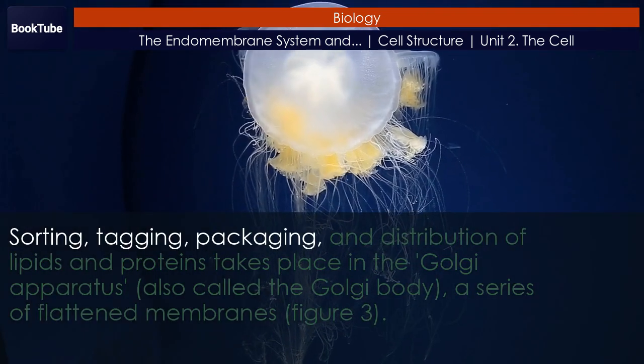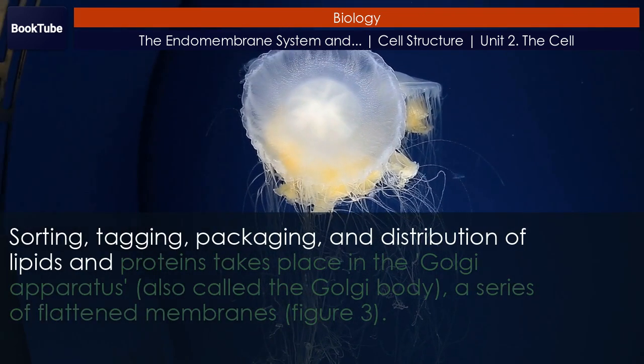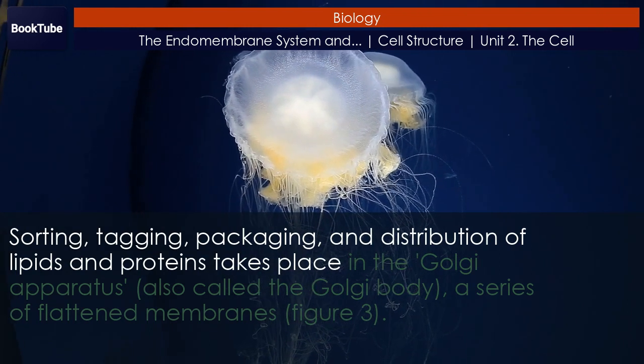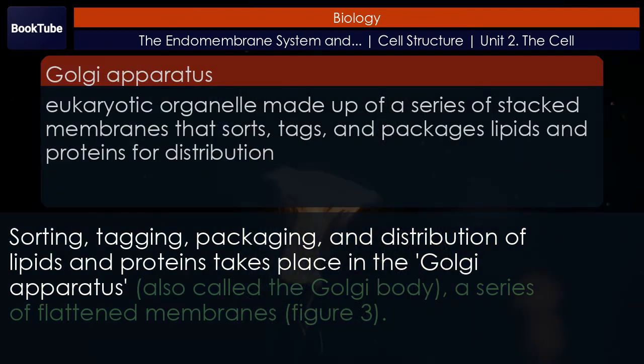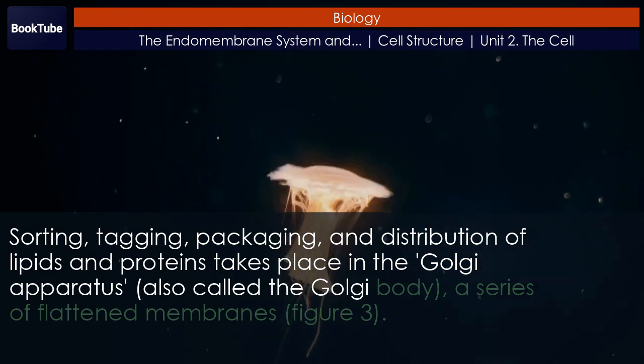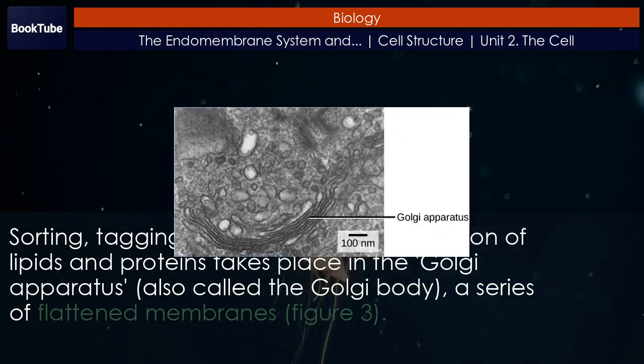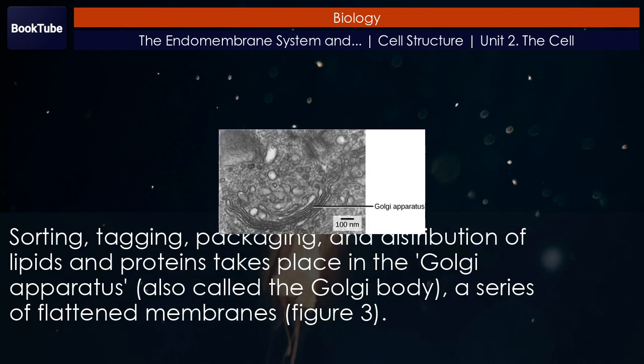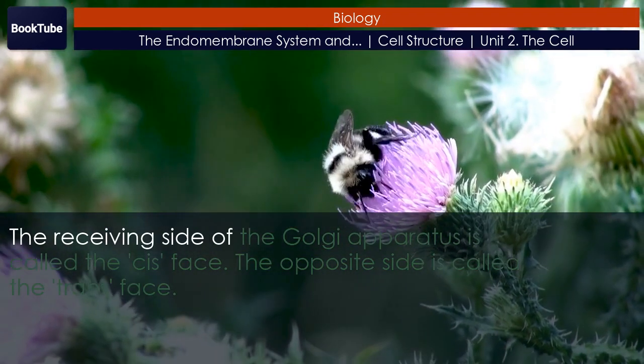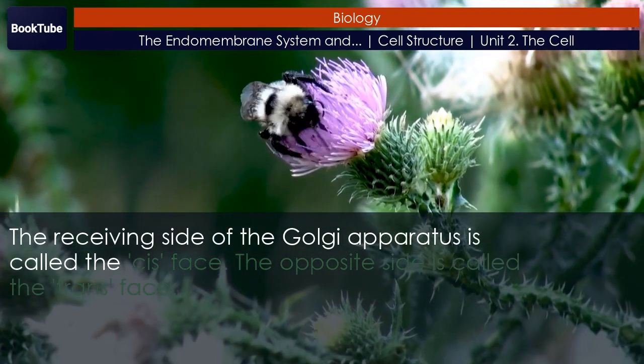Sorting, tagging, packaging, and distribution of lipids and proteins takes place in the Golgi apparatus, also called the Golgi body, a series of flattened membranes. Figure 3. The receiving side of the Golgi apparatus is called the cis face.